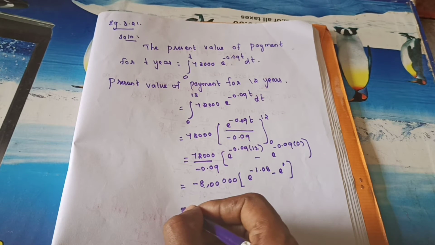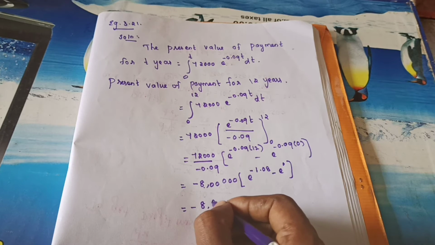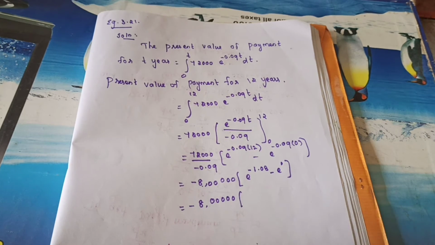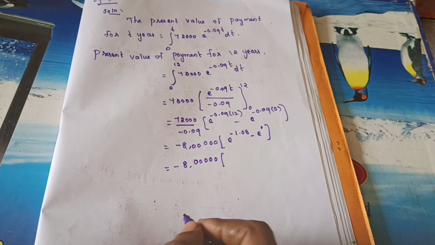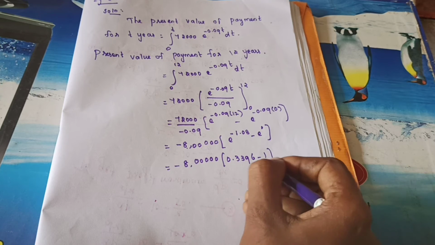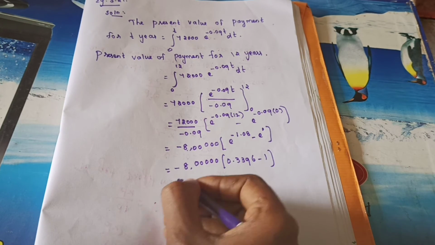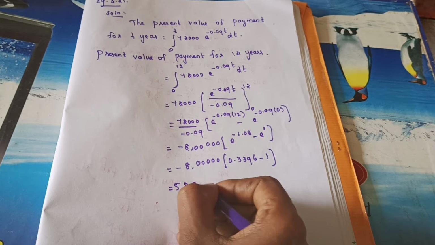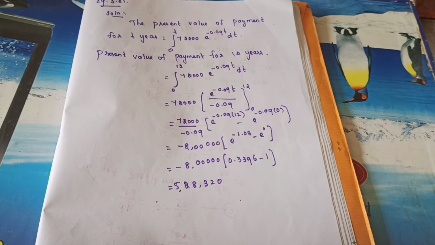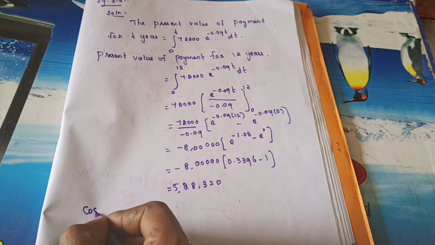Okay, simplify. That's equal to minus 800,000. The value of e power minus 1.08 is given in your question, 0.3396 minus 1. So you subtract these two and multiply with this, you will get 528,320 using the calculator. Okay, then the cost of a machine you can find out from here.